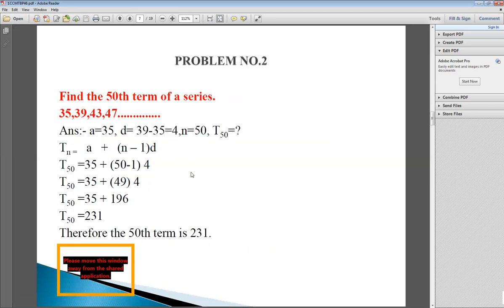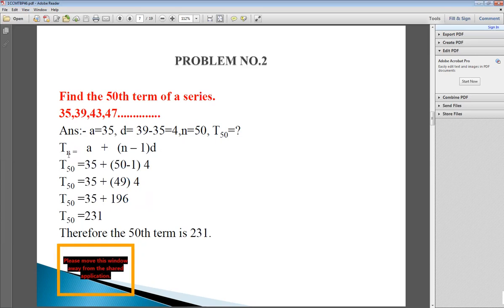Let us then see one more question. Find the 50th term of the series given. Here also, the first number is 35, the second is 39, the third one is 43, and the fourth number is 47. So the value of a is 35 here. The d value is 39 minus 35, which is 4. The number of terms is 50. We need to calculate T50.